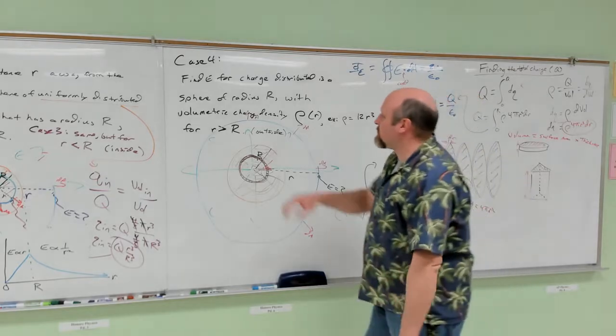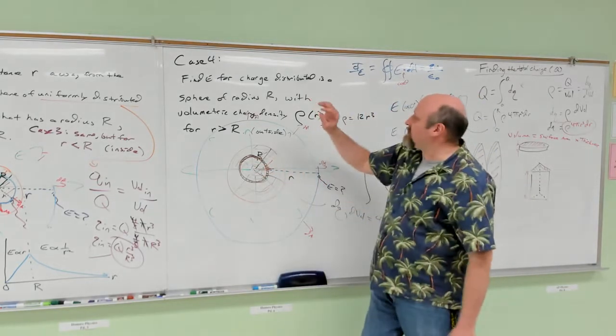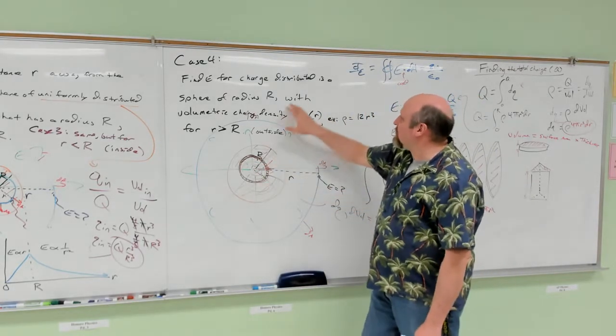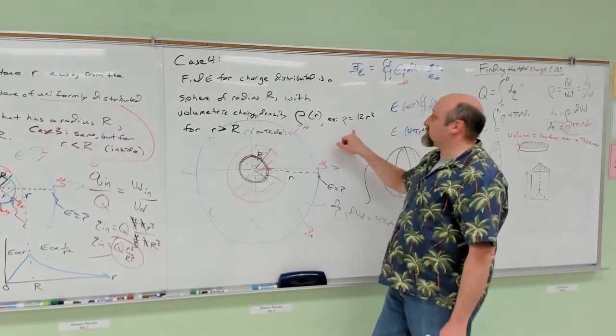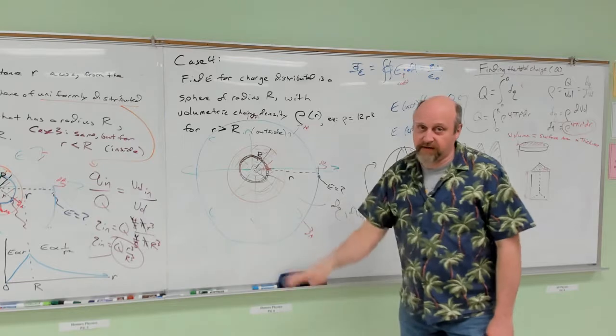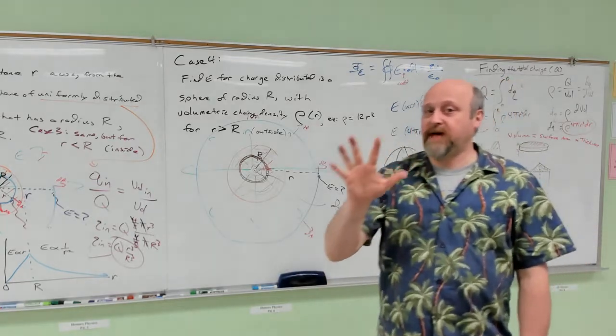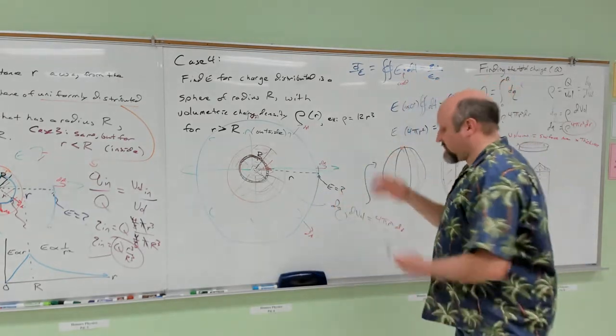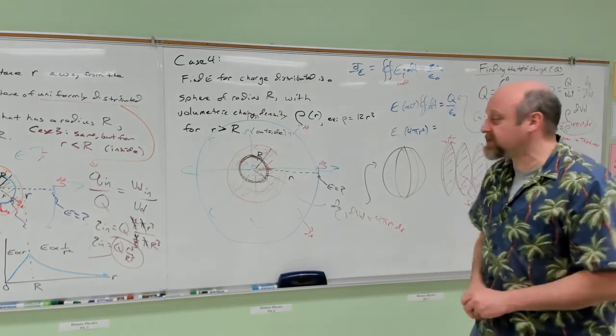That's what you do when you are outside the sphere and they don't tell you the total Q. Instead, they just tell you the volumetric charge density function. Okay, that was case 4. Now we're going to do case 5. Last case for insulators, spherical insulators.